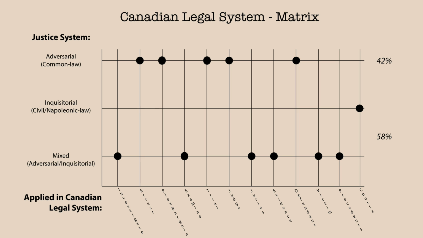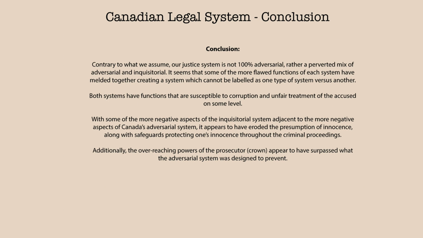The conclusion to all of this is that, contrary to what we assume, our justice system is not 100% adversarial. Rather, a perverted mix of adversarial and inquisitorial. It seems that some of the more flawed functions of each system have melded together, creating a system which cannot be labeled as one type of system versus another.